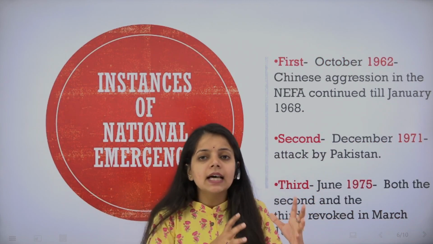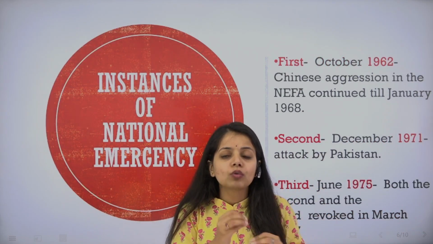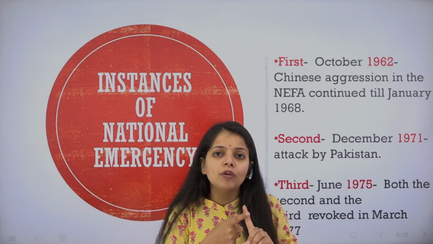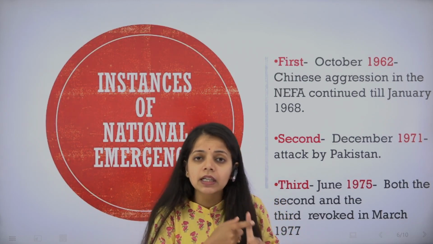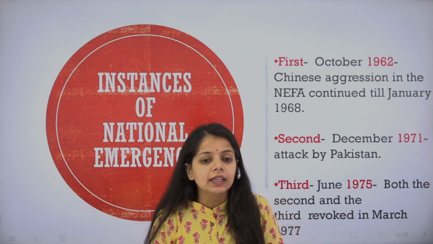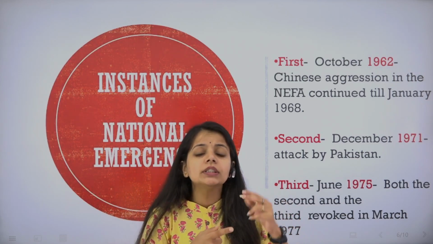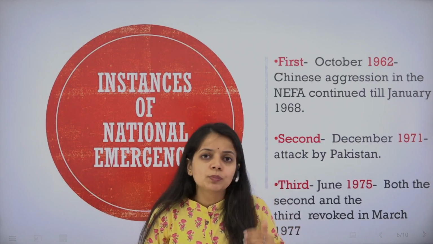Then next are the instances when national emergency was imposed or proclaimed in India. The first instance was on account of Chinese aggression in 1962, and it continued till 1968. The second instance was of 1971 due to the Pakistani attack, and it was in continuation when the third emergency was proclaimed. The third emergency was proclaimed in 1975.